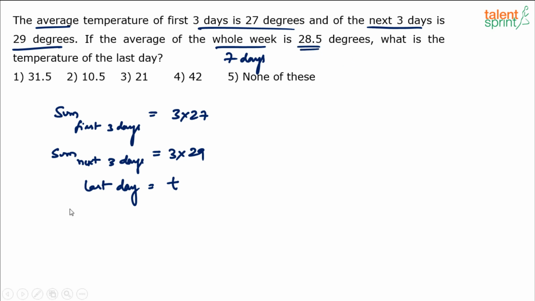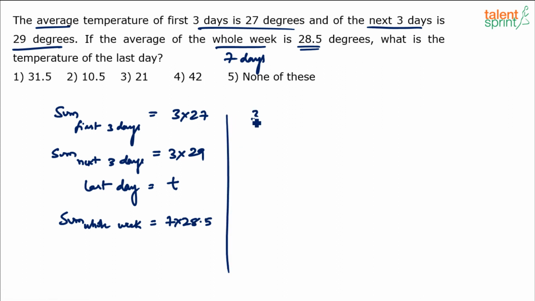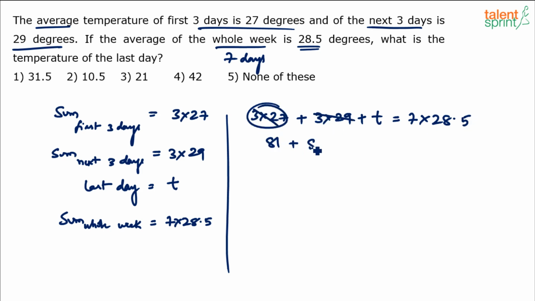Now the point is, the average of the whole week is 28.5. So what is the sum of the whole week? The sum of the whole week will be 7 into 28.5. What people usually do is this equation: 3 into 27 plus 3 into 29 plus T equals 7 into 28.5. Solve for this now. 3 into 27 is 81, plus 3 into 29 is 87, plus T equals 7 into 28.5.